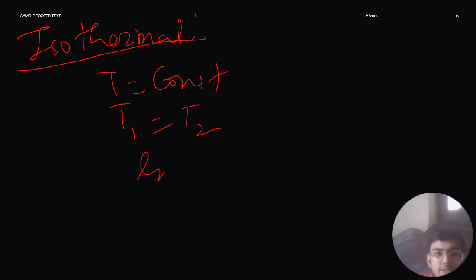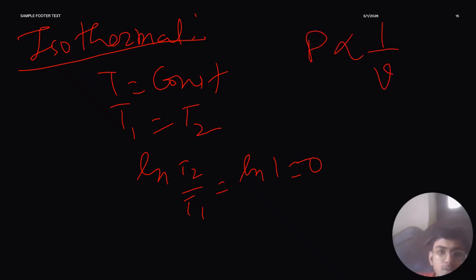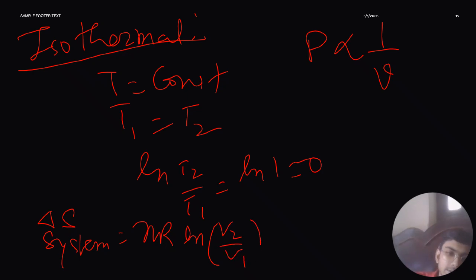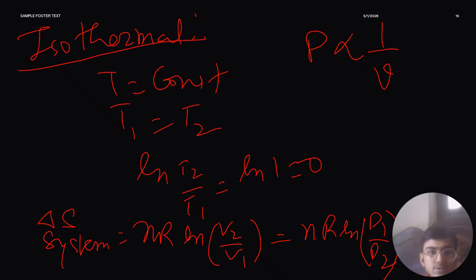Now we will discuss the isothermal process. What actually happens in isothermal? Temperature is constant. T1 we write or T2 we write, both are the same. So again ln T2 by T1 will be ln 1, equal to 0. So in this case, pressure is inversely proportional to volume, and we will write delta S of system as nR ln V2 by V1, because the temperature term ln T2 by T1 will be 0, and now we will write nR ln P1 by P2 like this. Okay, so this is our basic formulation for the isothermal process.